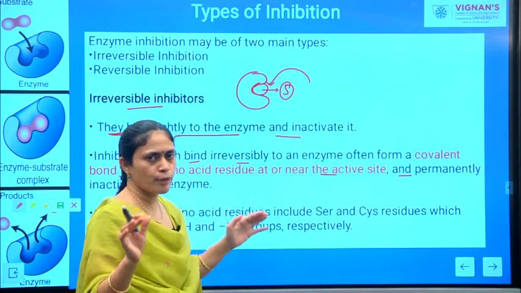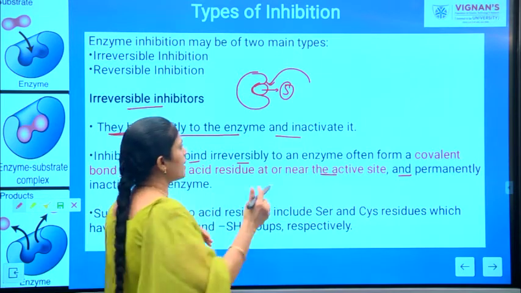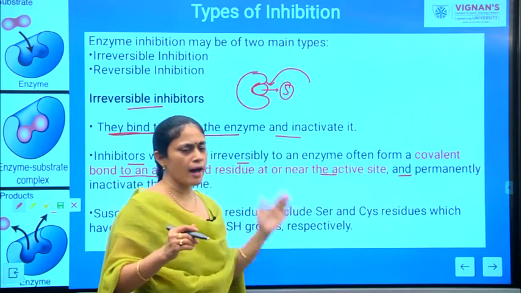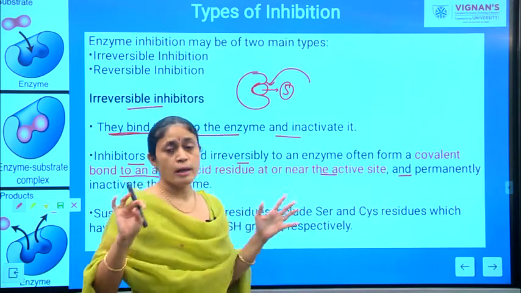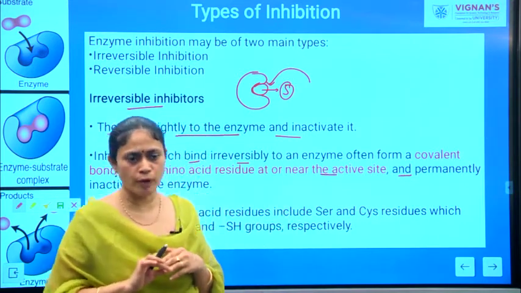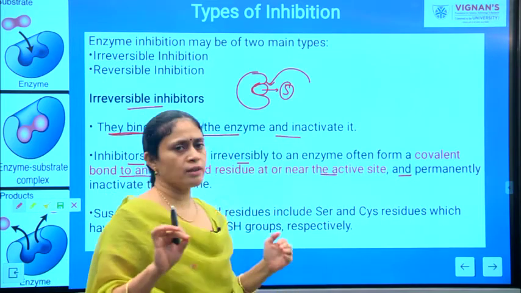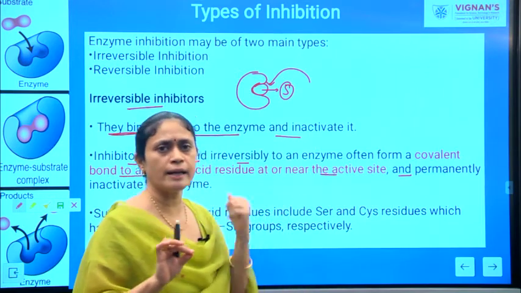And what is the bond with which it is binding to the amino acid residues? It's nothing but your inhibitors are binding to the amino acid residues with covalent bonds, which are very strong bonds. Because of the formation of these covalent bonds, there is a permanent change in the enzyme. The enzyme is getting inactivated permanently.